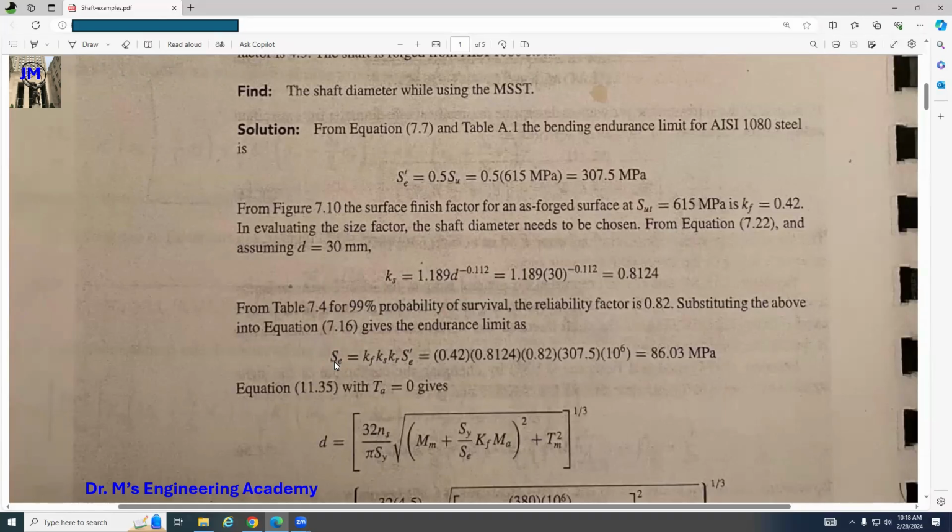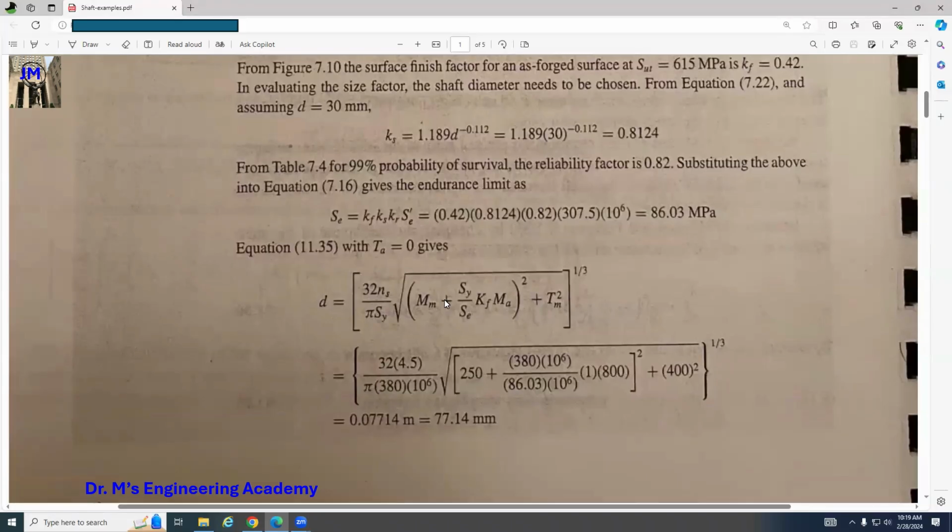Se, this is the actual practical endurance limit. It equals the theoretical endurance limit multiplied by the Marin factors. Ks is the size factor, we just assume it equals 1. Kr is the reliability. Kf is the surface finish. So based on this equation, we can calculate Se, right?